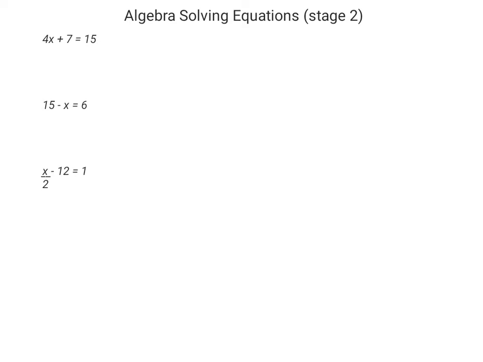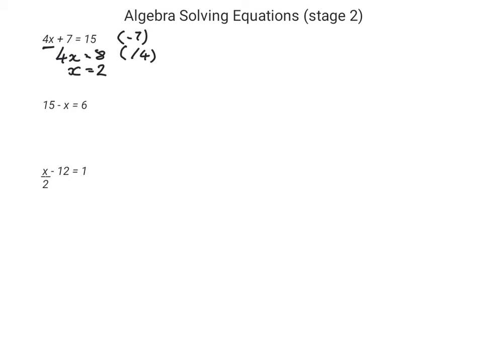So in this first example, what we want to do is get the term with x in on its own first. So we want to get rid of the adding 7 by subtracting 7. That's going to leave us with the 4x, and 15 take away 7 is 8. And this is just like our one-stage problems. So now we want to get rid of the multiplying by 4 by dividing by 4, so that's going to cancel out the 4 to leave us with x, and 8 divided by 4 is 2.